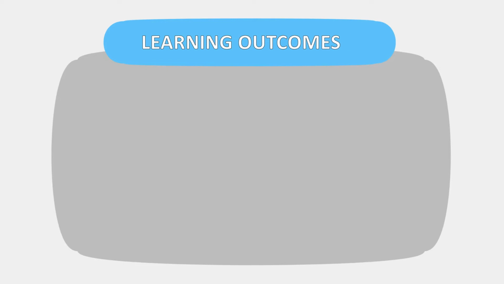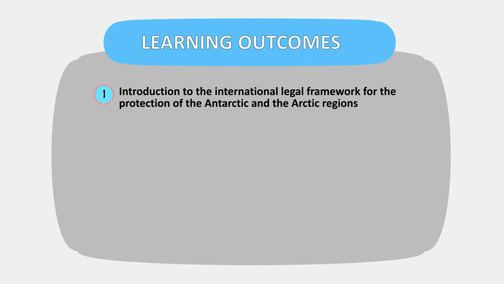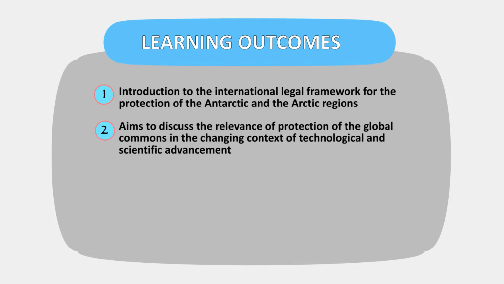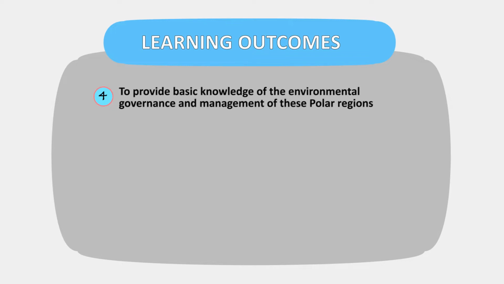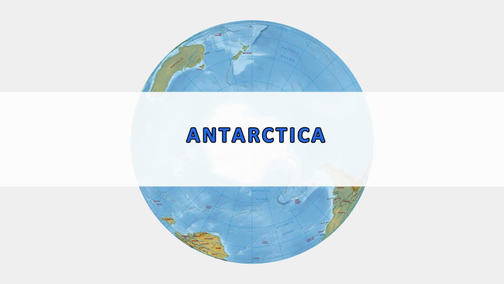In this module, the readers will be introduced to the international framework for the protection of the Antarctic and Arctic region. The module aims to discuss the relevance of protection of the global commons in the changing context of technological and scientific advancement. The module will also discuss briefly the evolution of the legal framework of the above two categories and the major characteristics, scope, and concerns associated with its design and implementation of these legal principles. This module will also provide the learner with the basic knowledge of the environmental governance and management of these polar areas. In the first part of the module, we will discuss Antarctica.